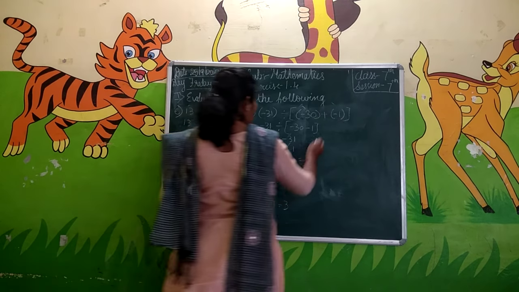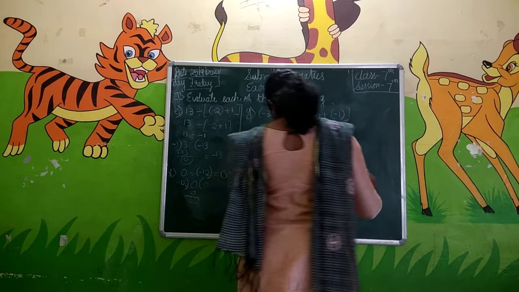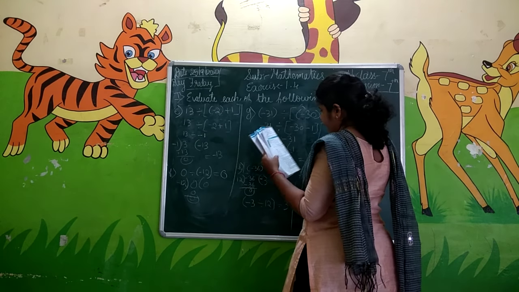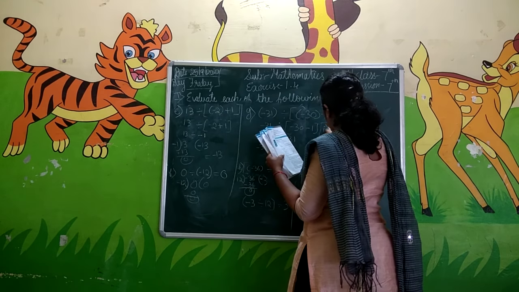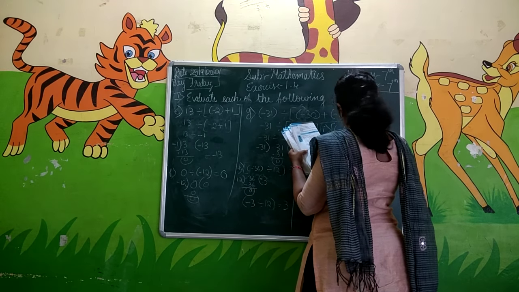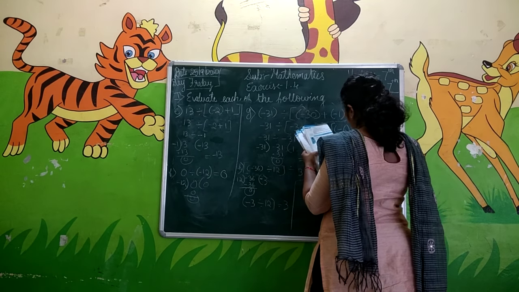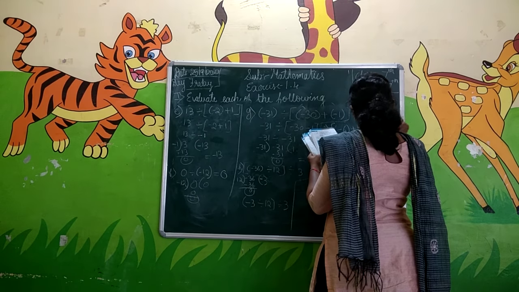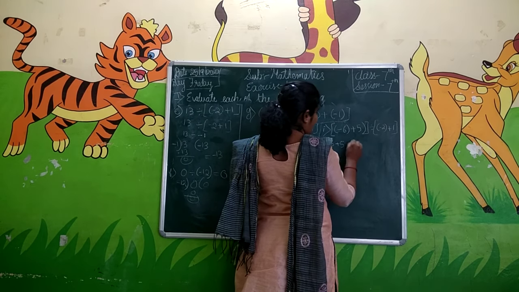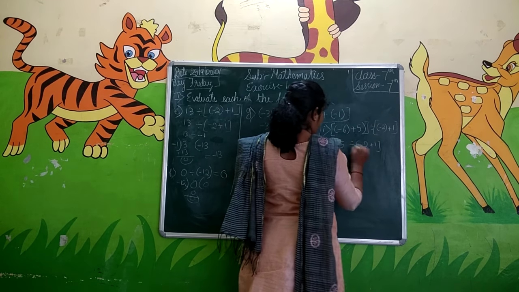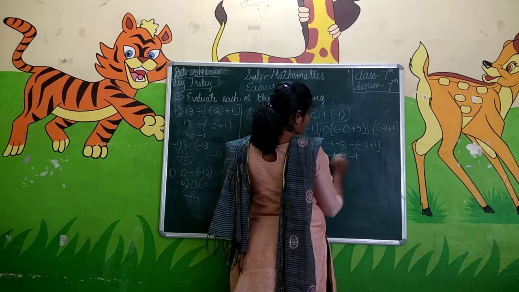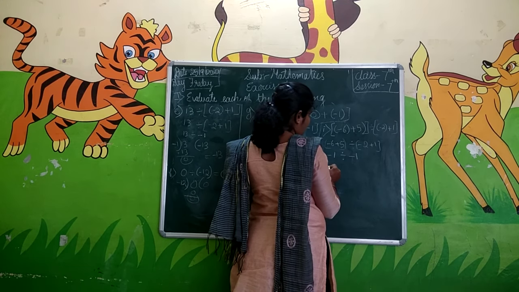We'll go for I: minus 6 plus 5 divided by minus 2 plus 1. Minus 6 plus 5 is minus 1, divided by minus 2 plus 1, which is also minus 1. If you divide minus 1 by minus 1, the answer will be 1.